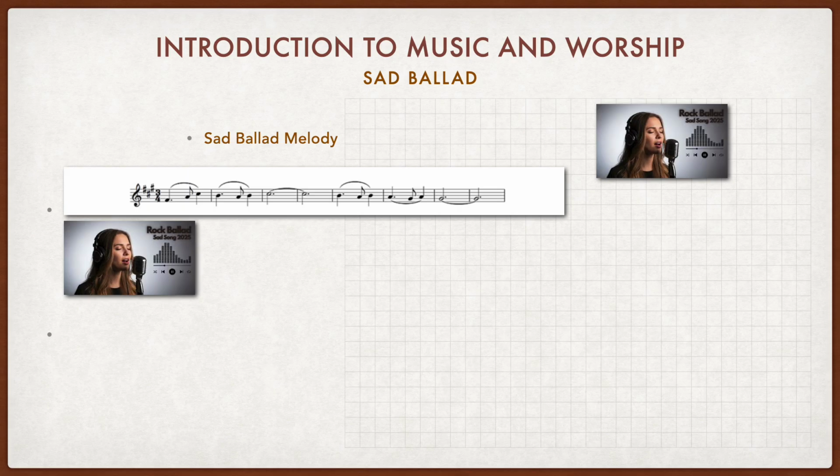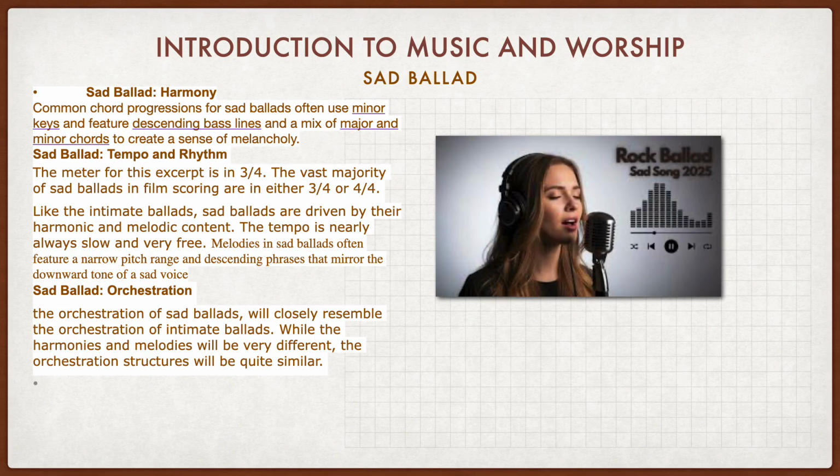The sad ballad harmony chord progressions are common, but they are most often in minor keys. They use descending bass lines and a mix of major and minor chords to create a sense of melancholy.